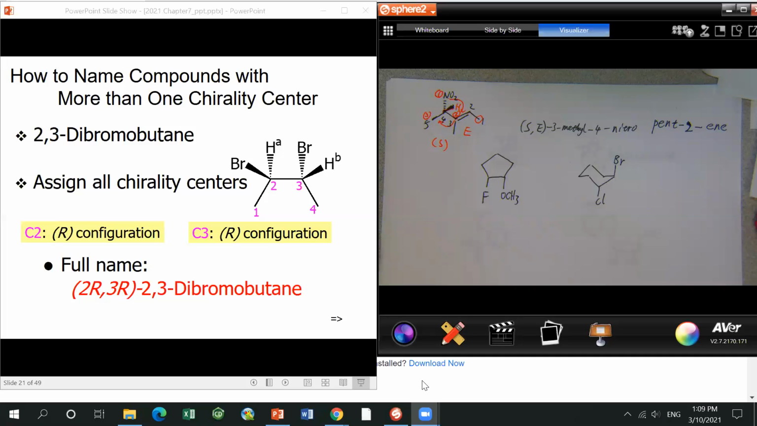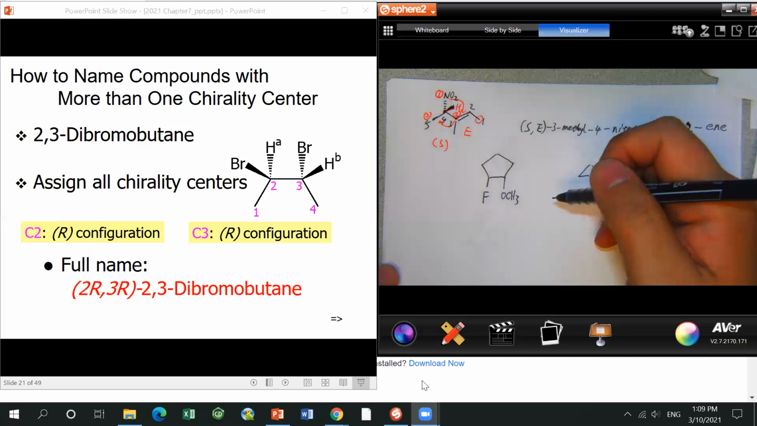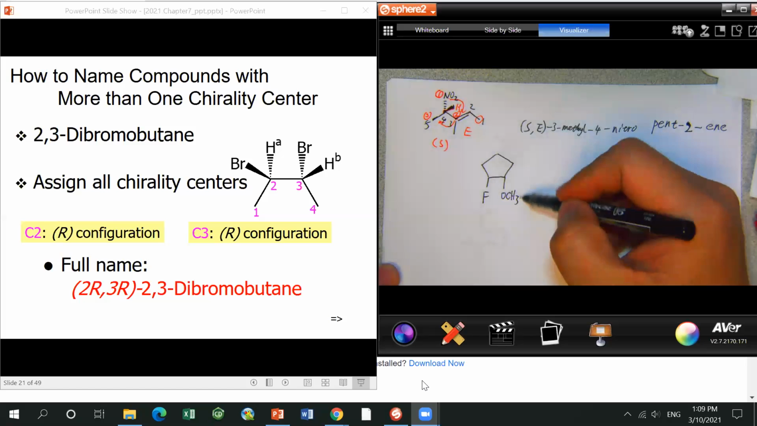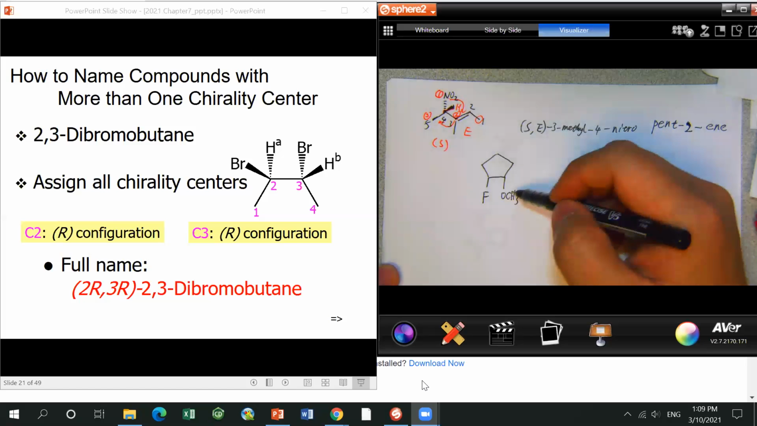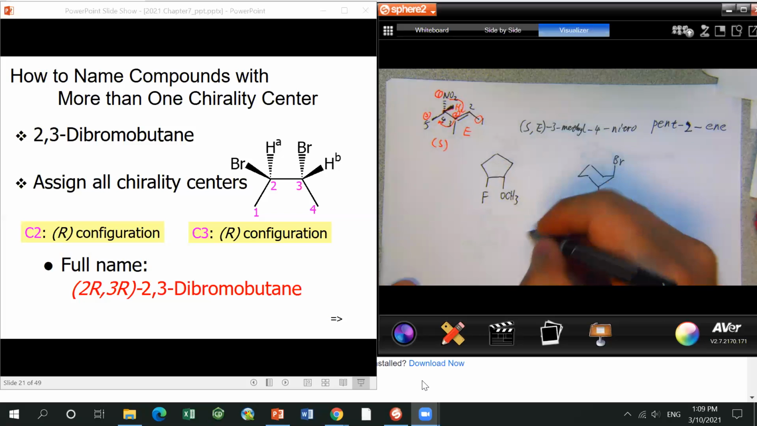Does anyone know the answer for these two? It looks like a hard one. So in this case, I will work on these two questions. First one, we have fluorine and also methoxy, that's an ether. Both only work as prefixes. That means this compound we need to name as a cyclopentene.